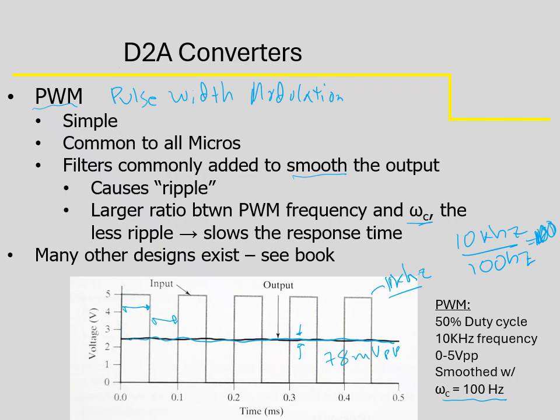Now, the problem is if you put a filter on there, you're slowing everything down. So this slows the response time. As usual, there's a trade-off between the response time and the amount of ripple. All right, there are many other types of D to A converters. If you'd like to learn more, look in your book, look on YouTube. That's all we have for today. We will do some of this in the lab.